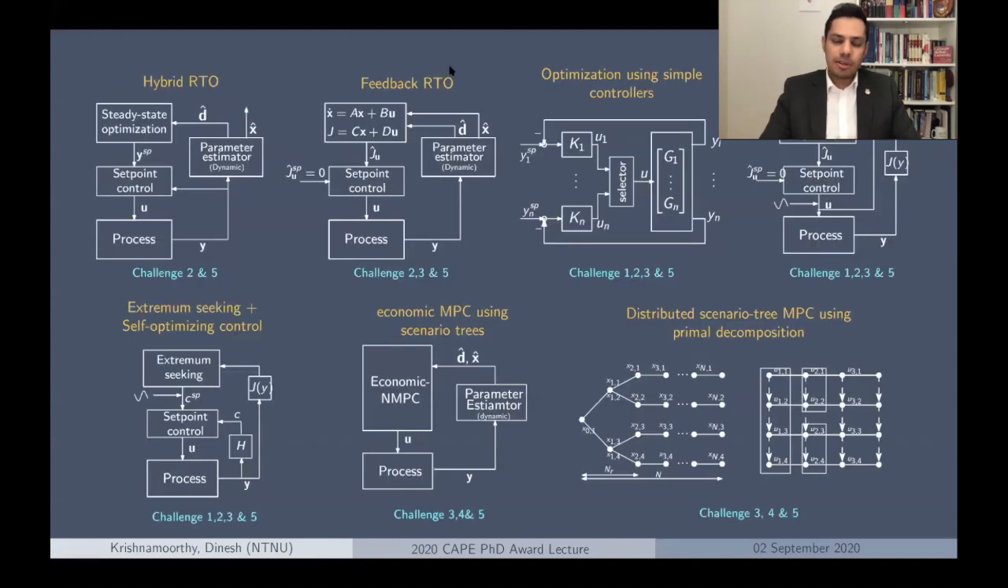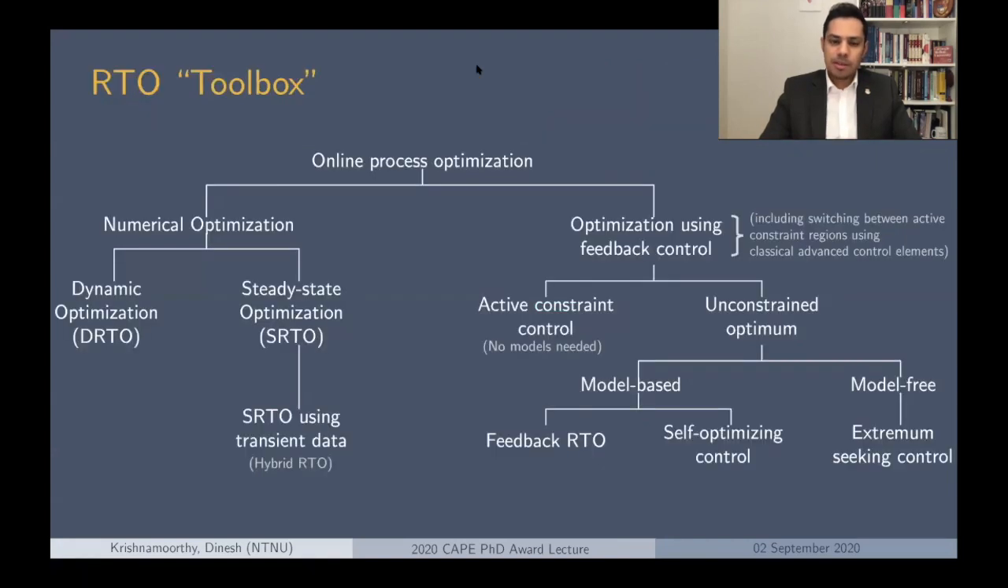In order to address some of these challenges, we looked at different approaches to online process optimization. In this talk, I will try to give a brief overview of these different approaches and place them in the context of online process optimization. So this is the outline of the talk, where I will try to provide a high-level picture of the different tools that are available in this RTO toolbox.